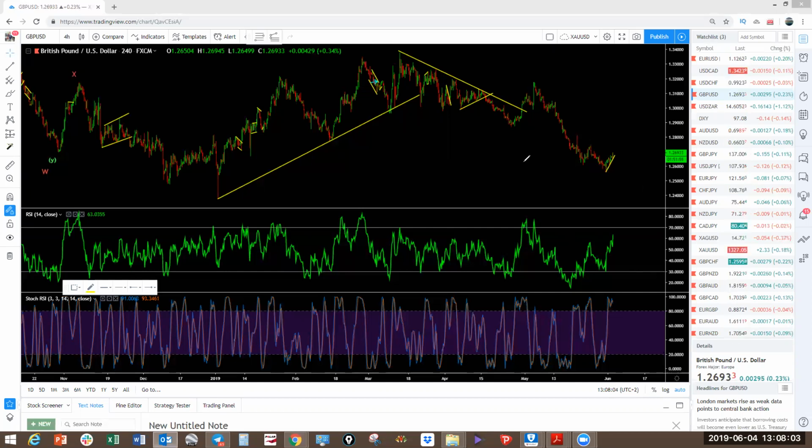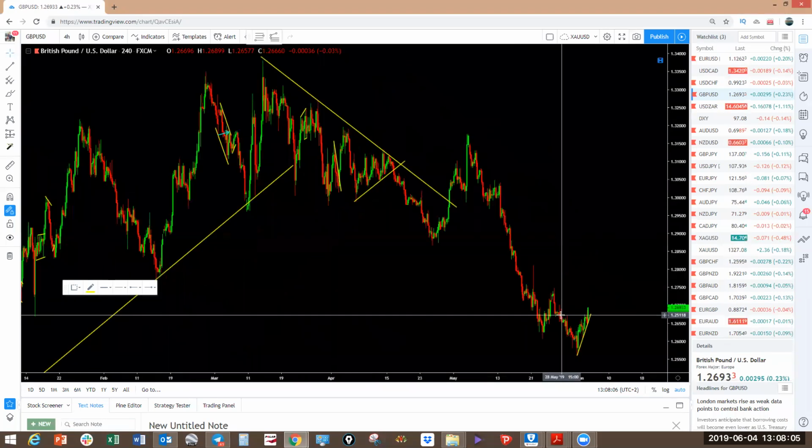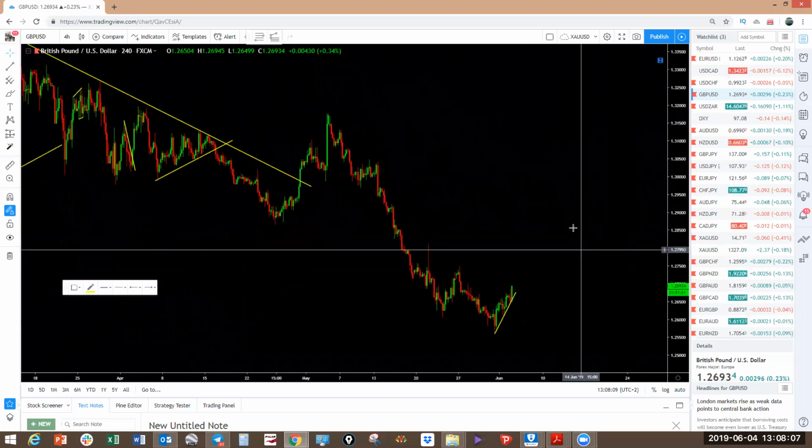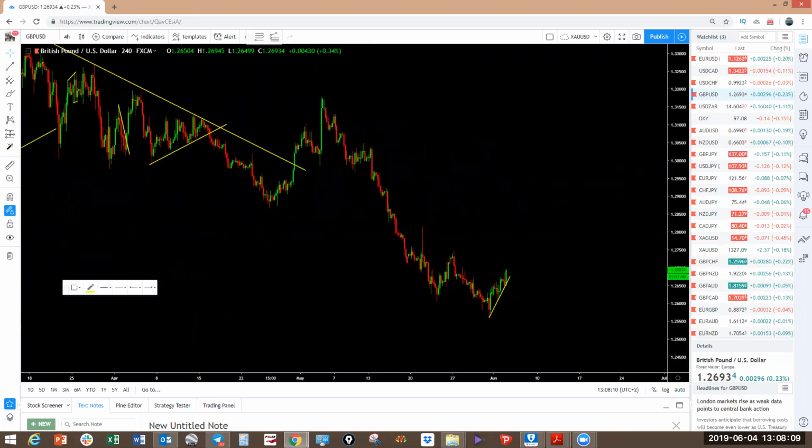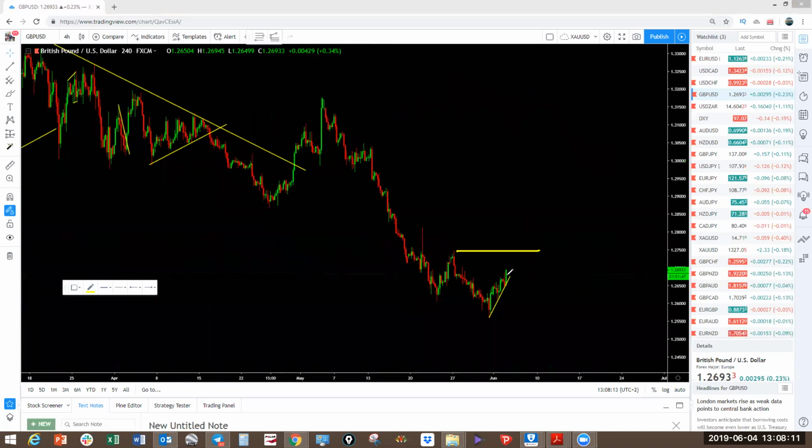Now let's have a look on this structure and see if we're gonna get any downside here. So this may retest this top here, or even break it slightly if it's gonna make an expanding flat and go all the way down. I'm not convinced with the reversal on the pound pairs as yet, so I'll only be looking for downside when that happens.